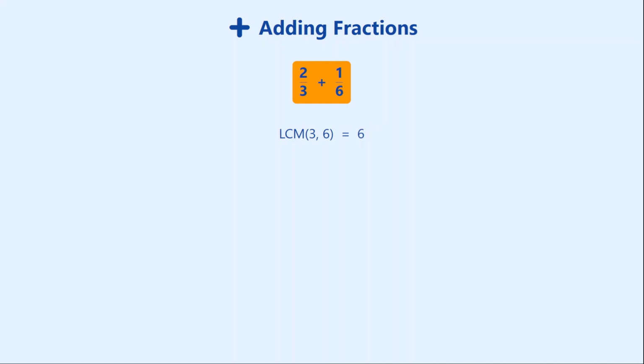Now, the first fraction is 2/3. Its denominator is 3, not 6. How do we make it 6? Multiply top and bottom by 2. Let's do it. So, 2/3 becomes 4/6. Nice work.